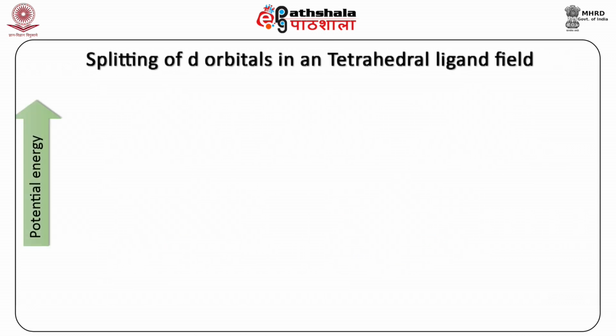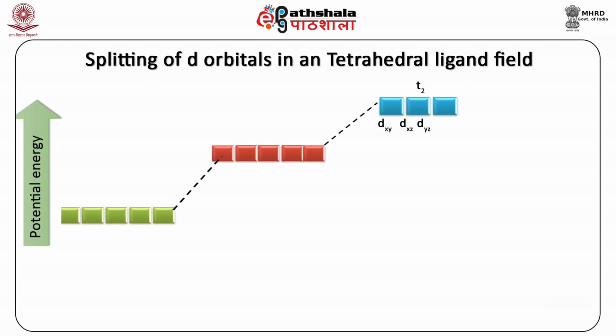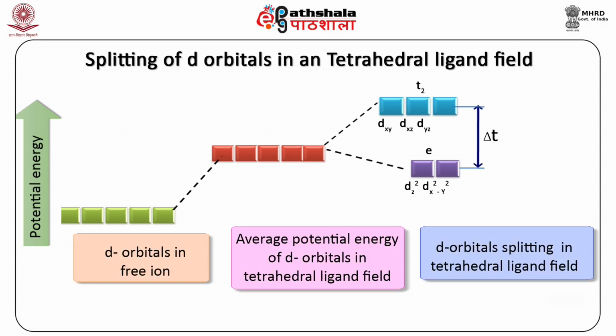Now we can see that the t2 set of dxy, dxz and dyz orbitals is at a higher energy, and the e set of dz² and dx²-y² orbitals is at a lower energy for a tetrahedral arrangement of ligands. The splitting of the energy levels of the d orbitals in a tetrahedral field is given by the tetrahedral splitting parameter, represented by delta t.